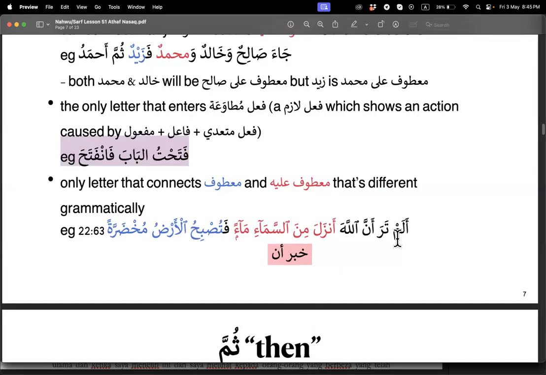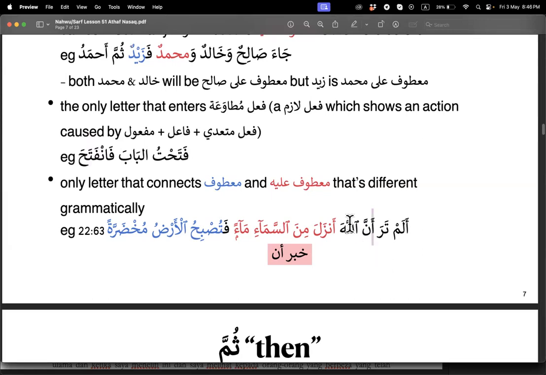So here we have alam tara anna. What is anna? Harf nasab. And then lafzul jalalah will be what? Harf nasab needs what? Anna needs isim and khabar.